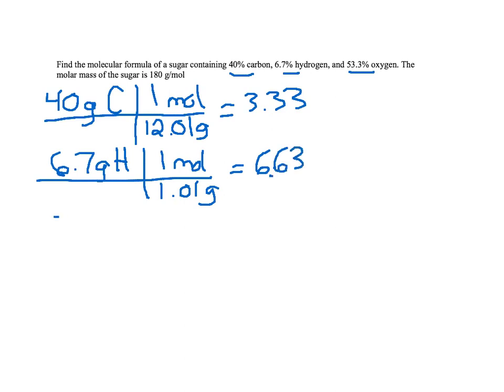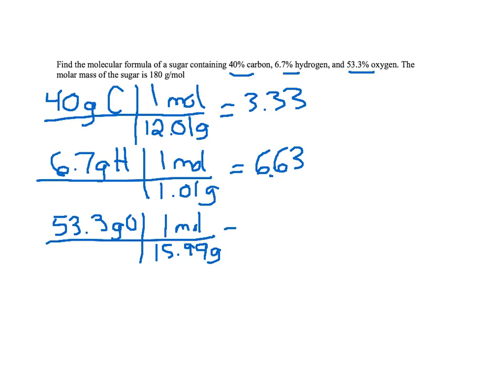And finally, you take your 53.3 grams of oxygen and divide that by 15.99, the molar mass of 1 oxygen, and we get 3.33. Okay, so that's step number 1. Step number 2 is now deciding, out of those 3 answers, which number is the smallest. Well, 2 of your answers are the same, it's 3.33, and we're going to divide by that smallest answer.